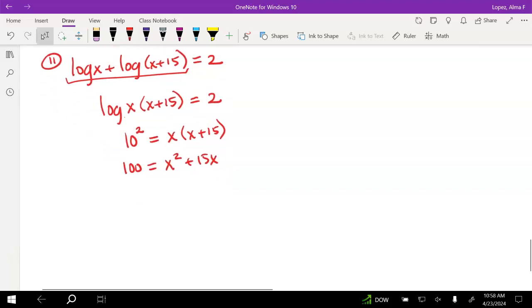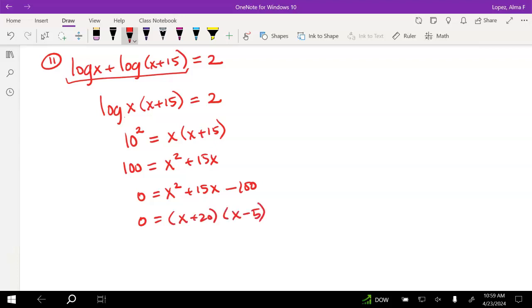That is a quadratic right on the verge. I'm going to move everything over to the same side and factor for time's sake. If you're allergic to factoring, you can use the quadratic formula. This factors into x plus 20 and x minus 5. So we'll get values of negative 20 and positive 5.